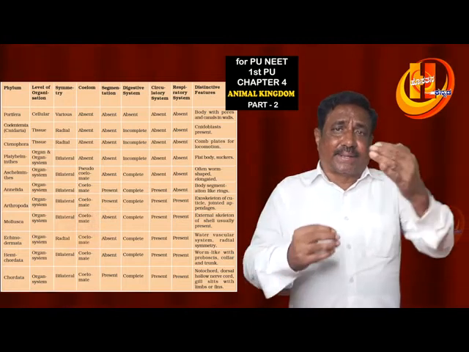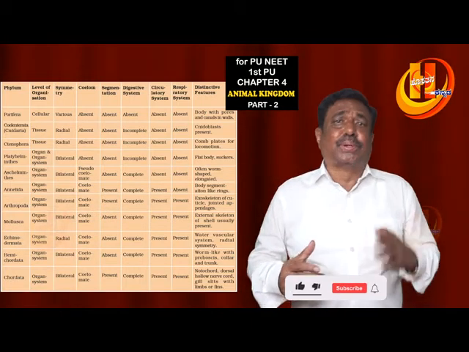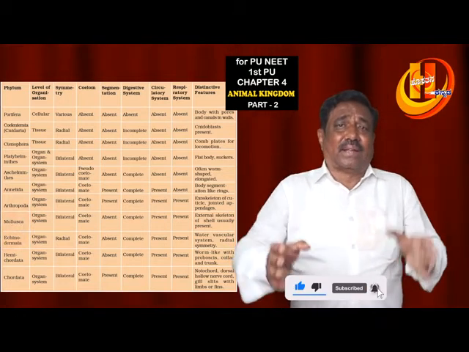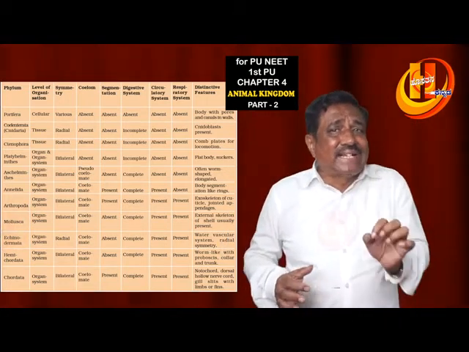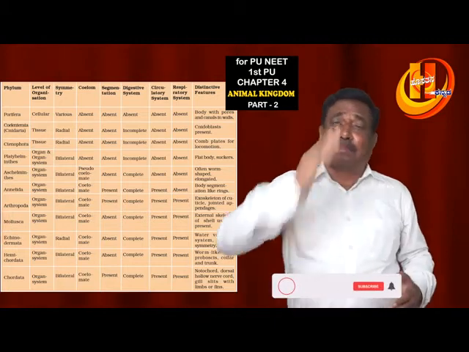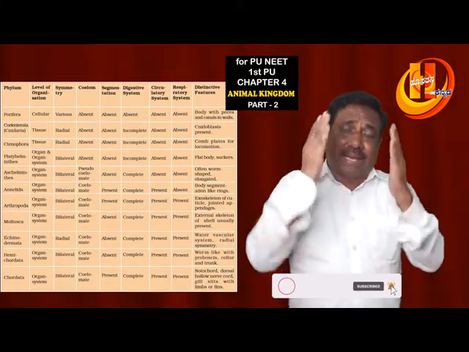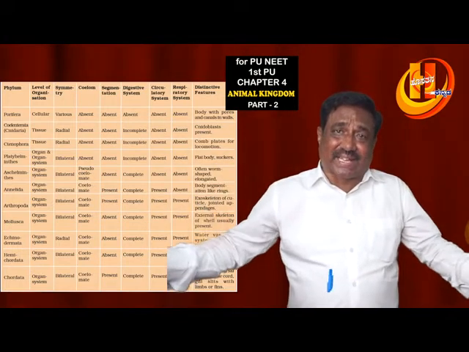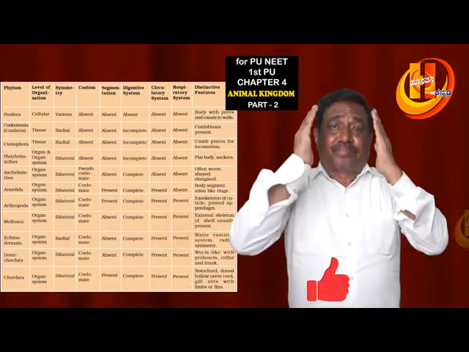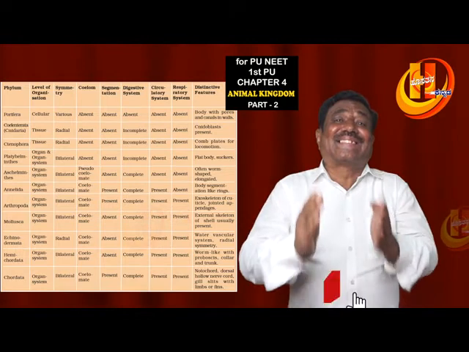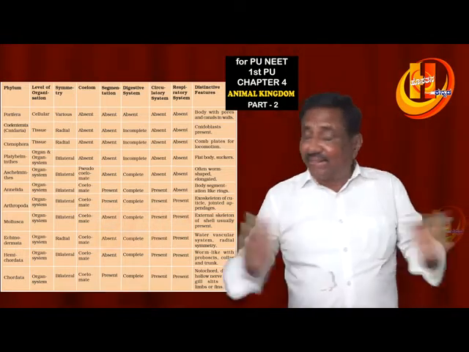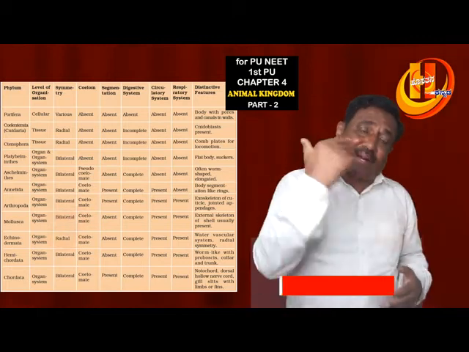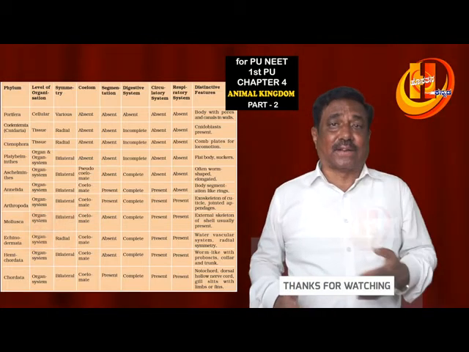I completed part 2 and part 1 of Animal Kingdom in detail. Please read each sentence. Each sentence is very important for biology. Biology for NEET examination is just like Bhagavad Gita, and it is for 360 marks. That is very, very important. So all the best for the NEET, and I completed this 4th chapter.